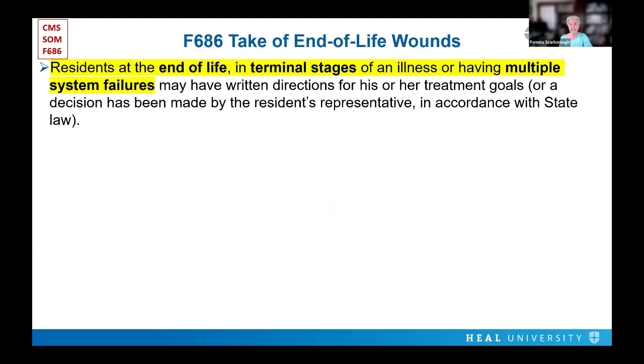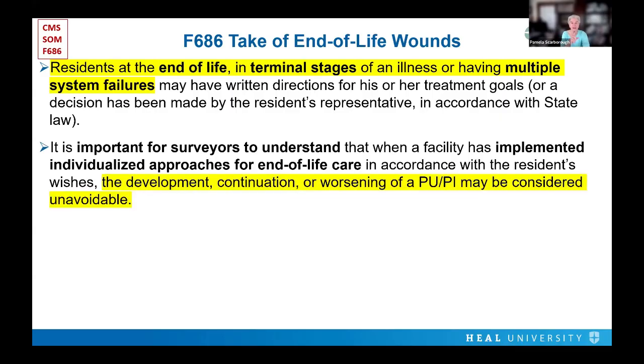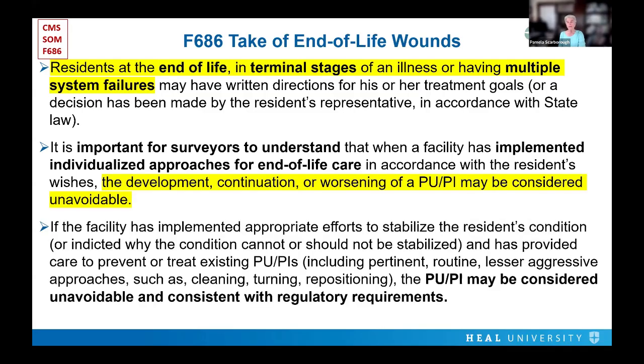So F686 says, when we come to the end of life and skin failure, that residents at the end of life or in terminal stages of an illness are having multiple system failures, that the development, continuation, or worsening of a pressure ulcer injury may be considered unavoidable and consistent with the regulatory requirements. So CMS recognizes there are issues with the skin at the end of life. So this is for long-term care regulation. Acute care, you need to have this information there also.